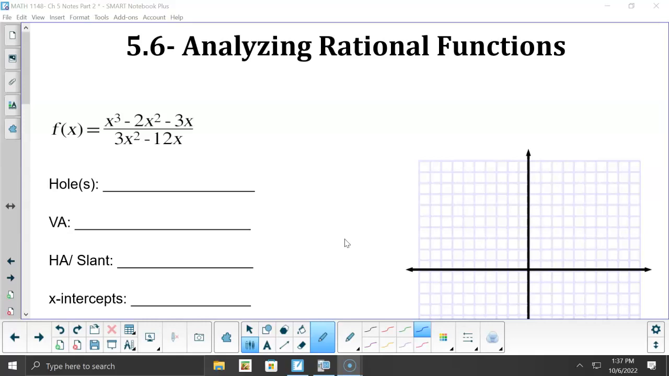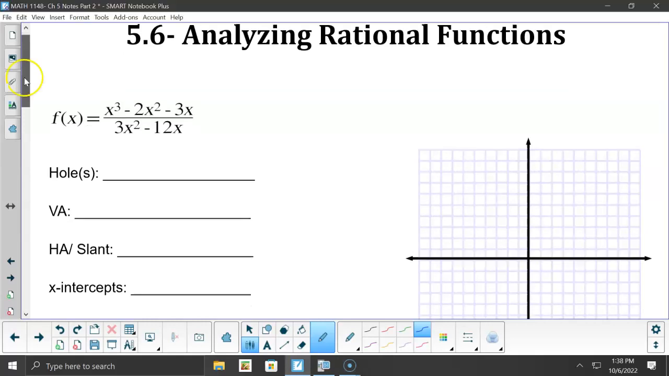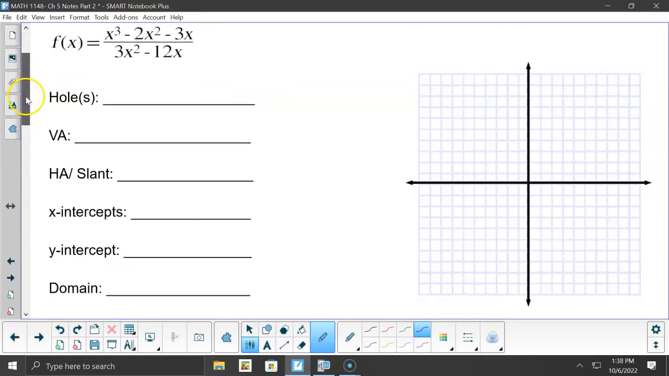Alright, so we're analyzing rational functions, which is really just what we did yesterday, but we're actually going to practice it. Okay? And I can scroll back up for the title later. You might want your graphing calculator, but we're just going to kind of sketch them. So it doesn't have to be perfect.